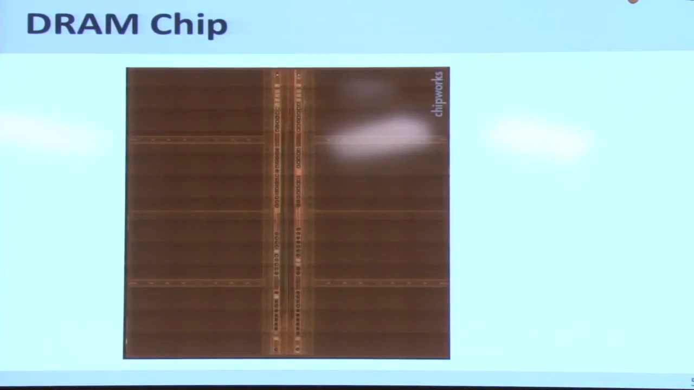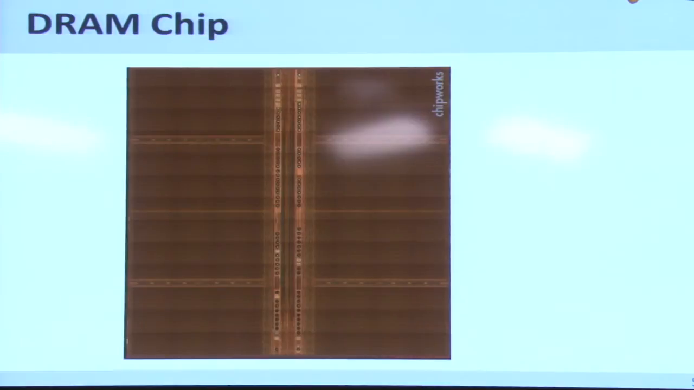Anyway, so like I mentioned, our goal in the first part of the lecture is to understand how the DRAM chip is built. And this is basically a picture from this company called Chipworks, which essentially dissect DRAM dies and then come up with all these cool pictures about how DRAM is built.